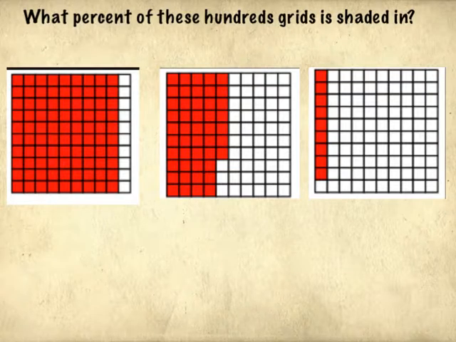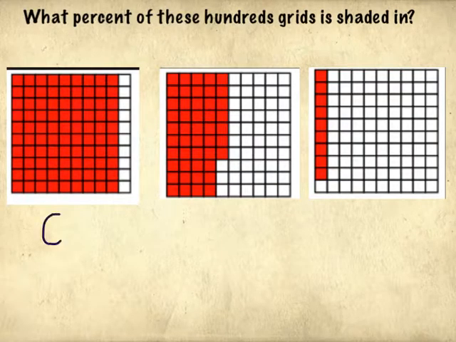And in this case, it's really easy because these are actually 100 grids. So we want to know what percent of each grid is shaded in. This gets much easier if you realize that each of these is a 10. So for example, in this first square, there's only one that is not shaded. So I could sit here and go 10, 20, 30, 40, 50, 60, 70, 80, 90. 90% of the grid is shaded in.